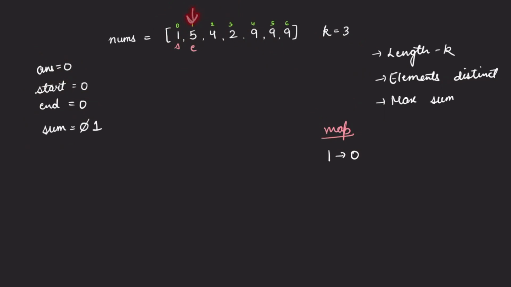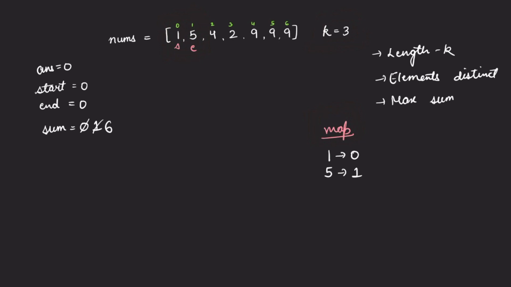So now this is the element 5. Now you need to check whether this 5 is present in the map or not. You will check that, okay, this is not present in the map, so we can consider this. So you will update its index in the map, and then you will add it in the sum. So sum will become 6 now. Again, the length of the subarray is 2, which is not equal to k. So you will move forward.